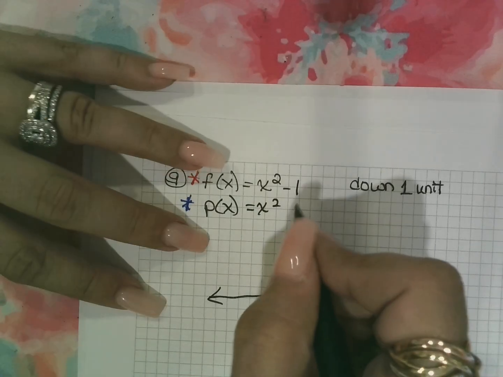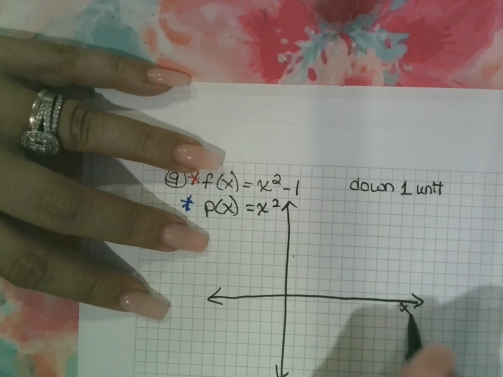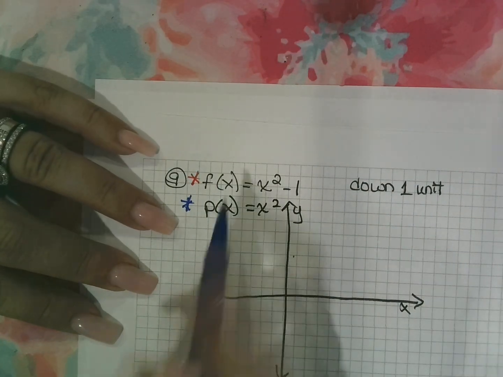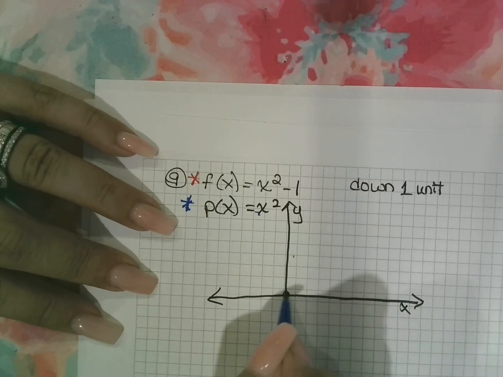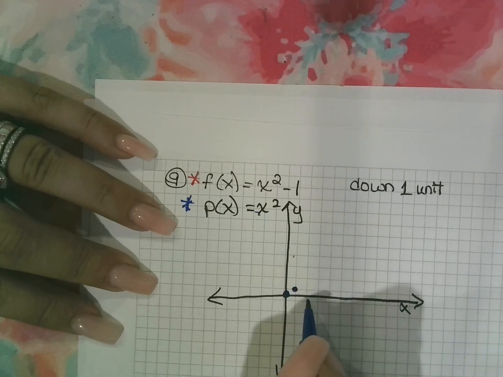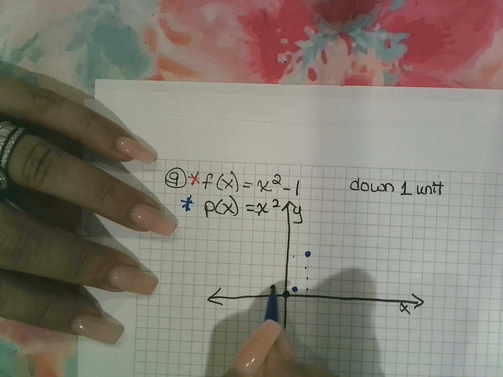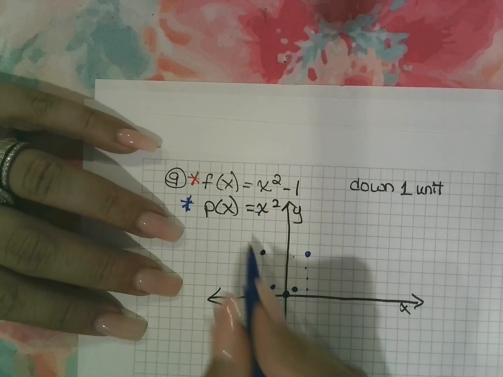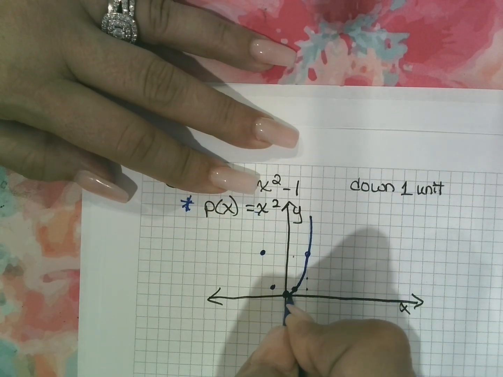And we're ready to graph. I'm going to go ahead in blue and do the parent function, which is x squared, so that's 0, 0. 1 squared is 1, 2 squared is 4, and this is a symmetric graph, so we just get the matching points on the other side.